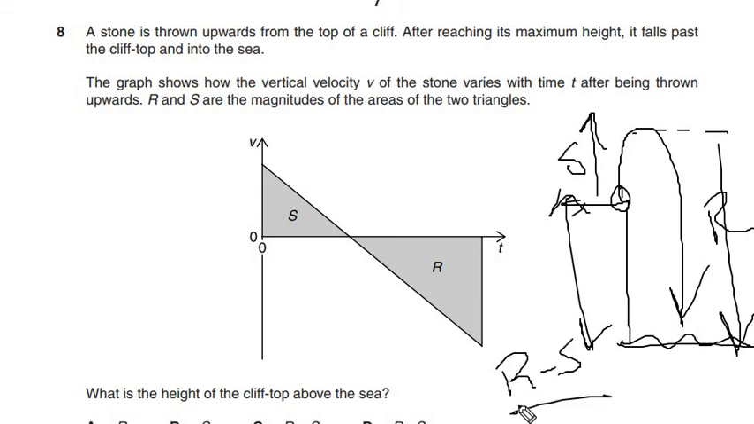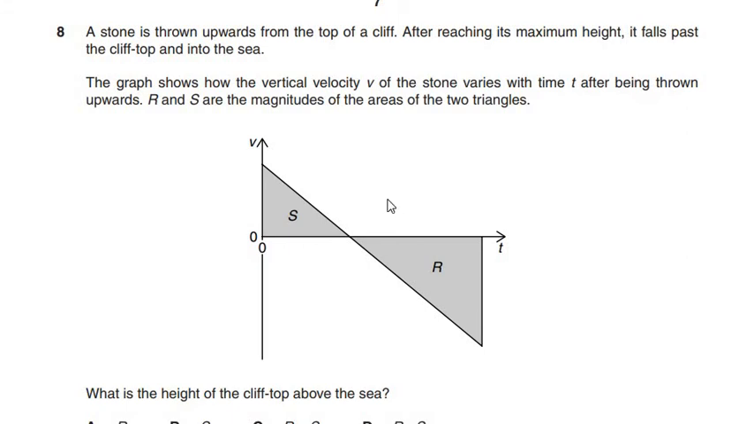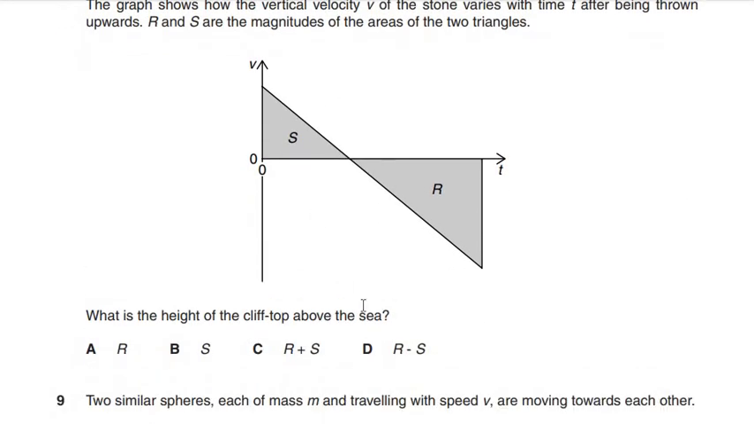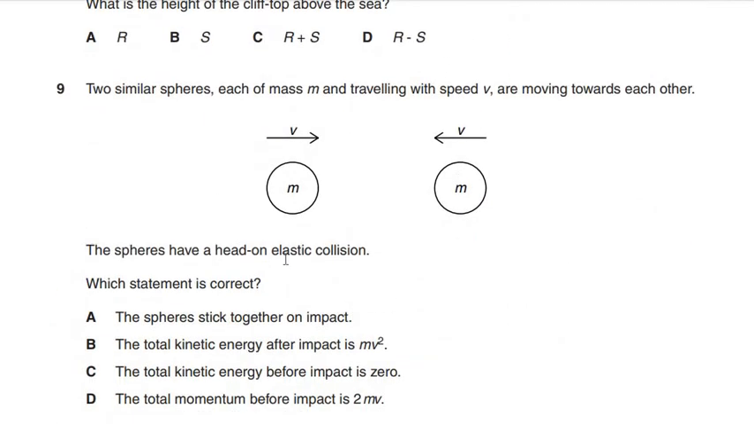Really simple. If we look at the options here for the question, you're going to see that it's going to be r minus s, and your answer is D. There you go. All right. Question 9. Head-on elastic collision. That's all I'm going to read. It's all given here. I'm just going really fast. I suggest you don't do that in the actual paper, obviously.